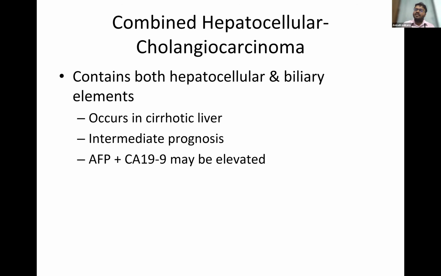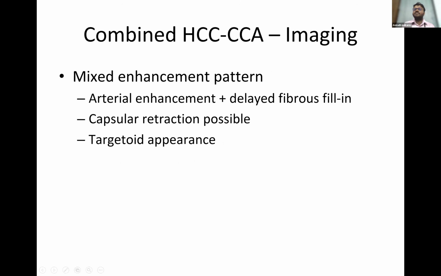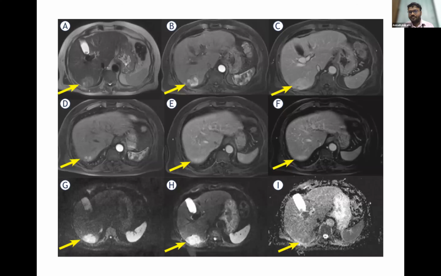See, always we think rare things are rare, but ultimately in such cases biopsy is the diagnosis. You can do ultrasound guided biopsy and see. So AFP plus CA 19-9 may be elevated. So mixed enhancement pattern: arterial enhancement plus delayed fibrous filling. Capsular retraction can be possible. Targeted appearance can be possible.